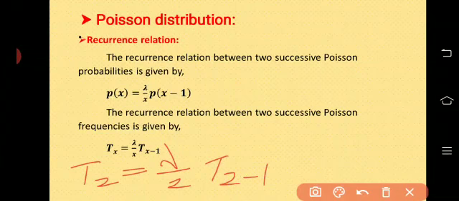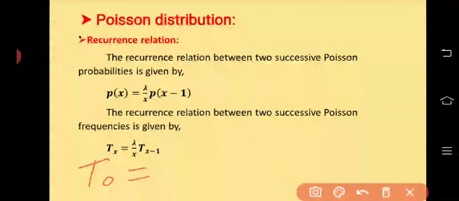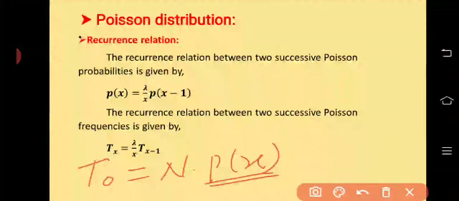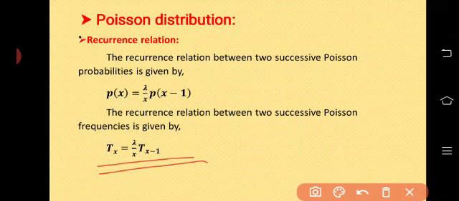Here, the first frequency term, T0, you can find by using the frequency function, that is capital N into P of x, where P of x is the probability mass function of the Poisson distribution and N is the total frequency. You can find the first frequency term T0 by using this frequency function, and for the successive frequencies T1, T2, T3 and so on, you can use this recurrence relation.